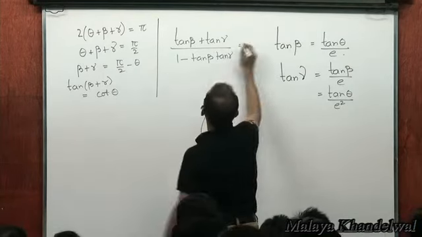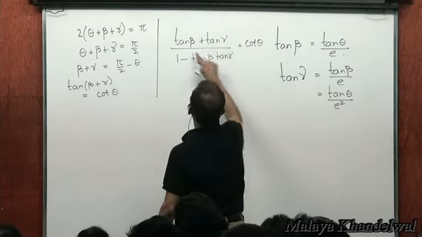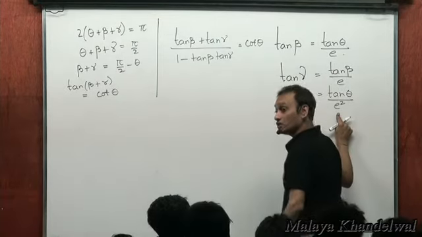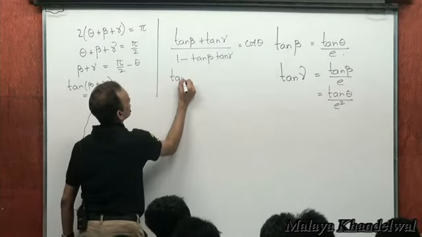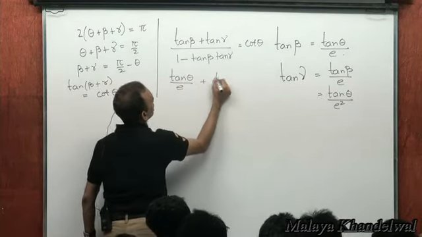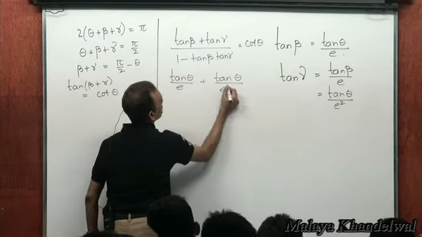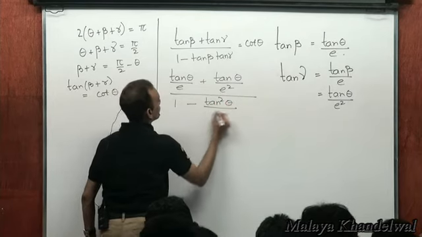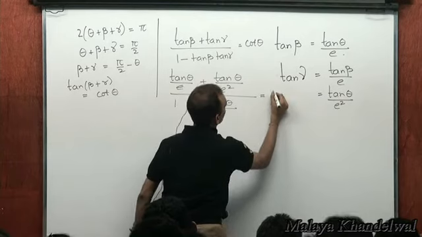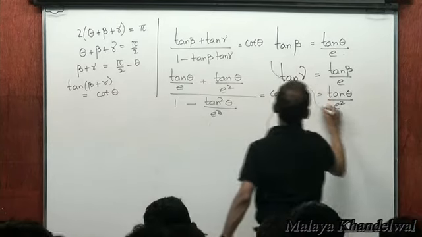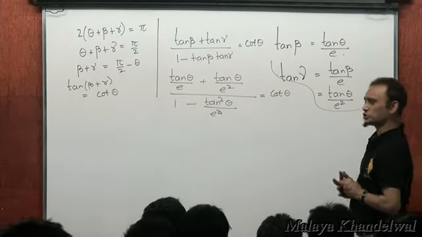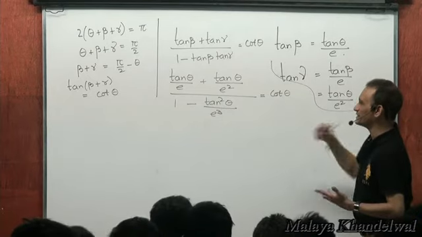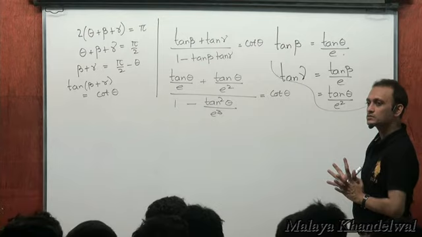Must be cot theta. Now tan beta I can write as tan theta by E, tan gamma I can write as tan theta by E square. This then will be the required relationship between tan theta and E. I can cross multiply if you like, you can simplify or leave it here, it does not matter.